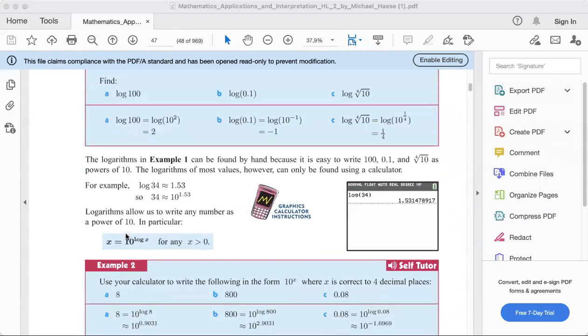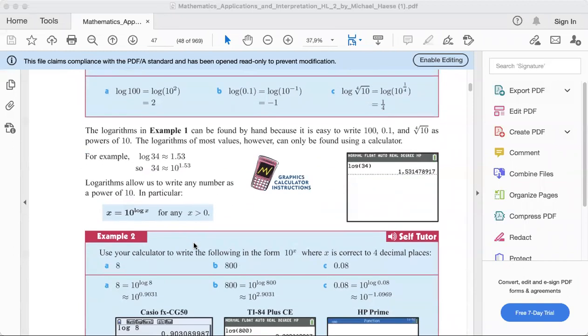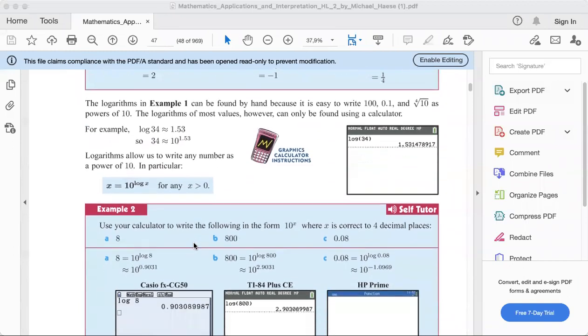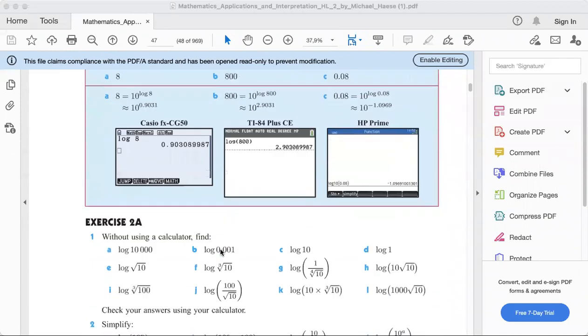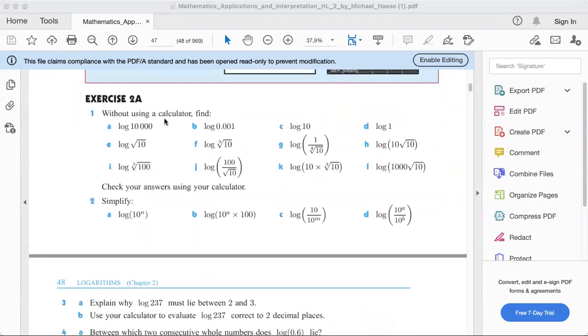Sometimes we need to calculate with a calculator, because some values of x or a or b we cannot calculate by hand. So we will use a calculator. There are many types of calculators that you can use. But this one says without using a calculator, so we need to convert to powers. I just mention some points, and all of you can take practice.